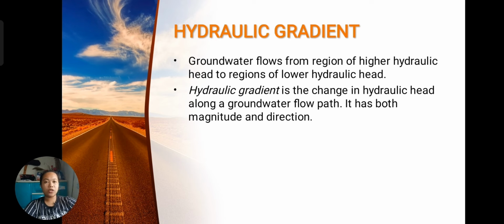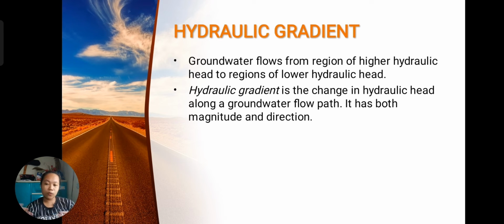Now let's have the hydraulic gradient. Groundwater flows from regions of higher hydraulic head to regions of lower hydraulic head. The hydraulic gradient is the change in hydraulic head along a groundwater flow path. It has both magnitude and direction. The hydraulic gradient is simply the change in head from one location to another, which controls the groundwater velocity. Groundwater flows faster where hydraulic gradient and hydraulic conductivity are larger.